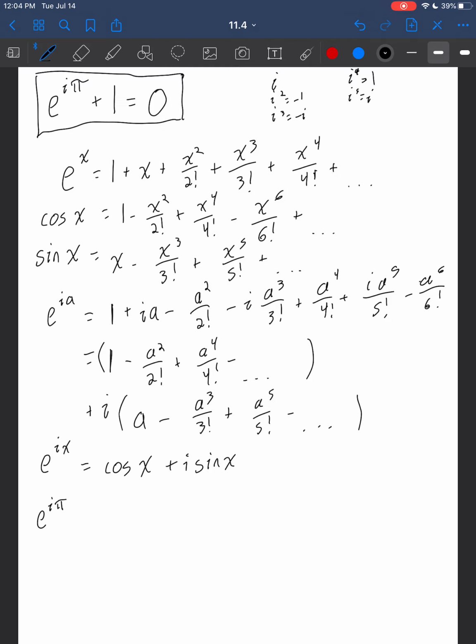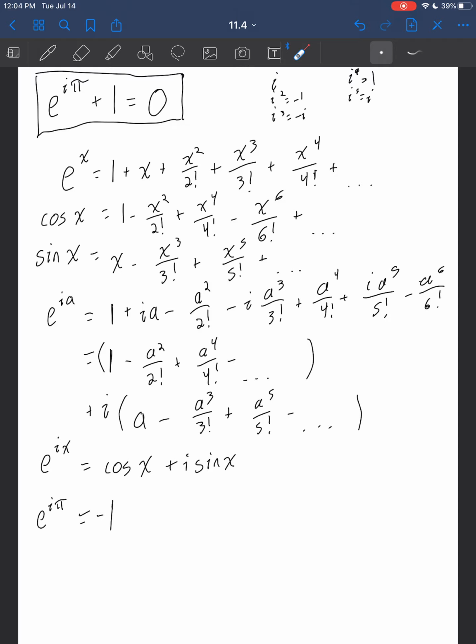e to the i pi, well, cosine of pi is 1. Sine of pi is 0, so e to the i pi is 1. Oh, sorry, -1, right? Because cosine of pi is -1. So just adding the 1 over, I get e to the i pi plus 1 equals 0. And this is just absolutely insane, right?